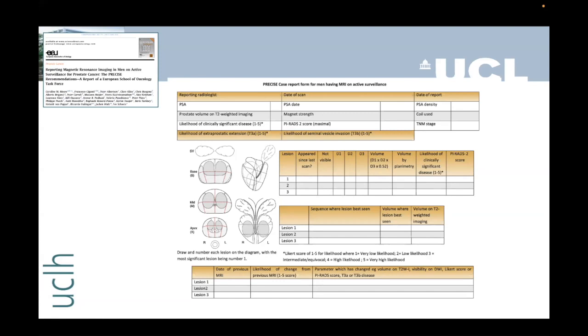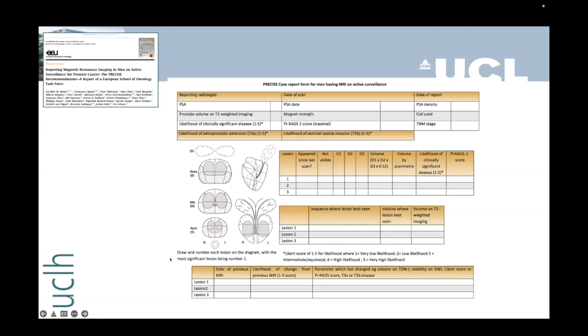And for each lesion, the radiologist should give 3 different diameters and evaluate the volume by planimetry, meaning that you contour the lesion slice by slice, but also with a simpler formula, the ellipsoid formula. Here you give your Likert scale or your PI-QUAL score, and it's very important to state where the lesion is best seen, and where the volume is best seen, and also on T2-weighted imaging.